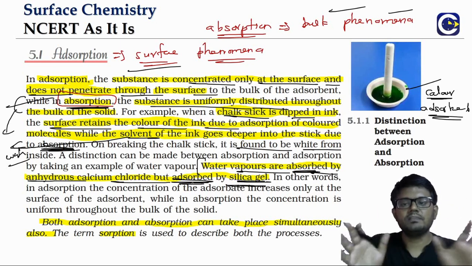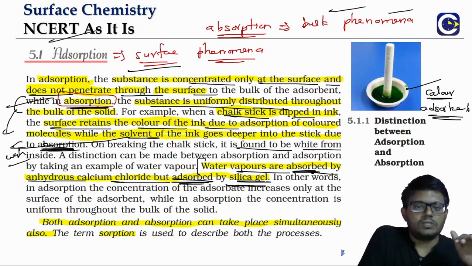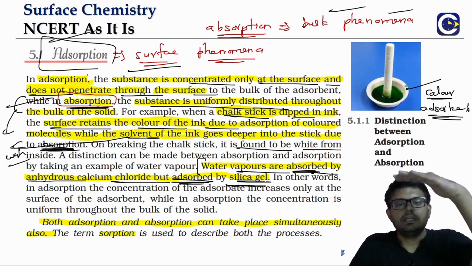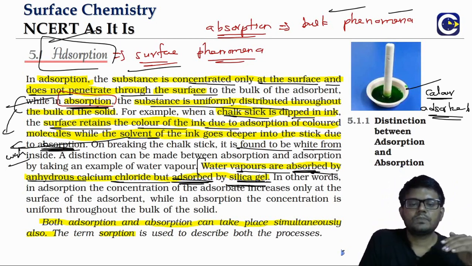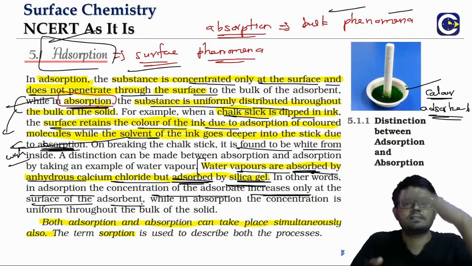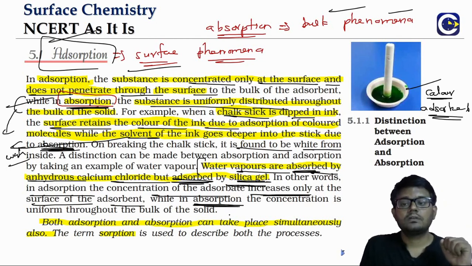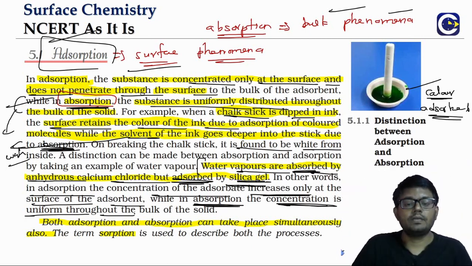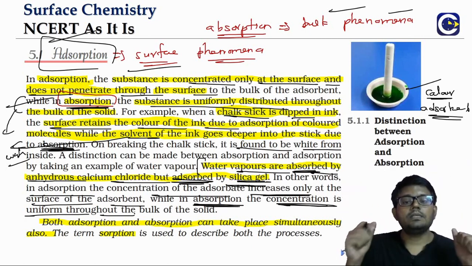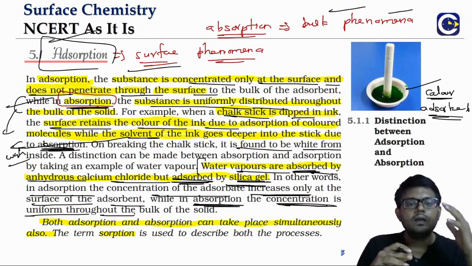So how do we put it in a very simple phenomena? When we say adsorption, the particles' concentration will be increasing only on the surface. So in adsorption, the concentration of the adsorbate will be increasing only at the surface. Whereas in case of absorption, because it will go inside, full volume it will occupy, the concentration will be increasing uniformly throughout. So this is the fundamental difference between adsorption and absorption.